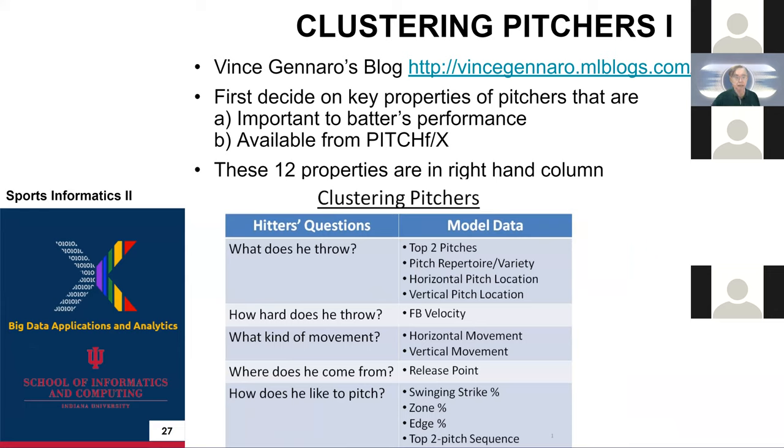They basically characterize pitches. So they effectively associate with every pitch a vector, in this case of length 12, which were measures of the type of pitches they threw. Like the top two pitches, I don't know, sliders and fastballs or something. And what the variety was, what the location was, and if you're a fastball, how fast is it? There are quite a lot of differences there.